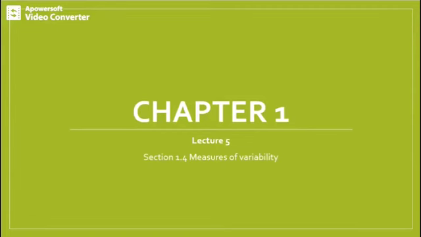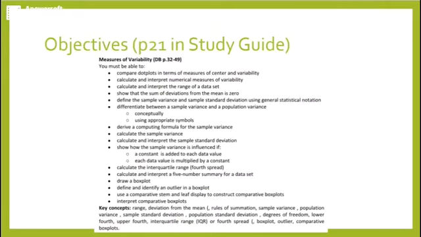Today we are going to do lecture 5 of chapter 1, which will be on section 1.4, measures of variability. So these are the objectives outlined on page 21 of your study guide.